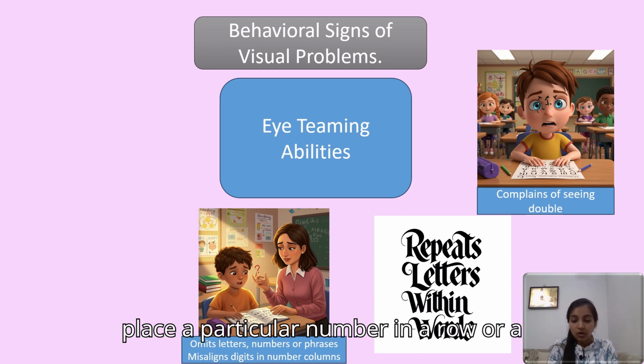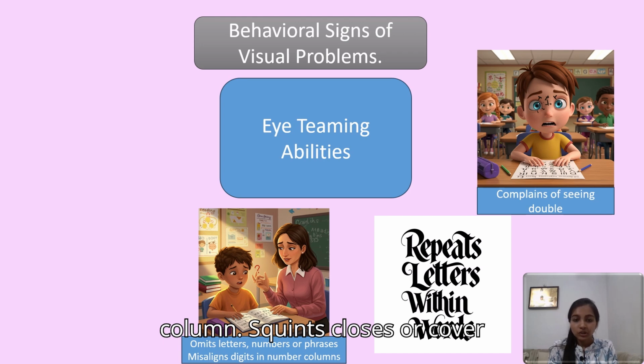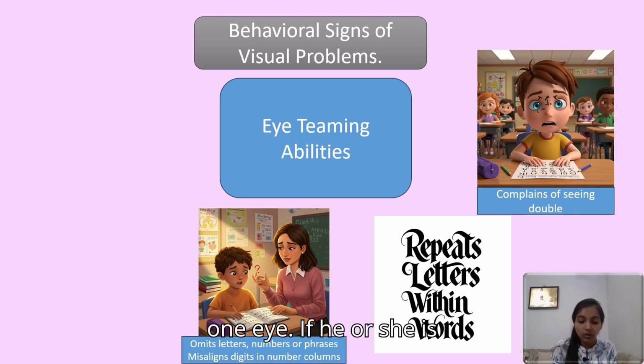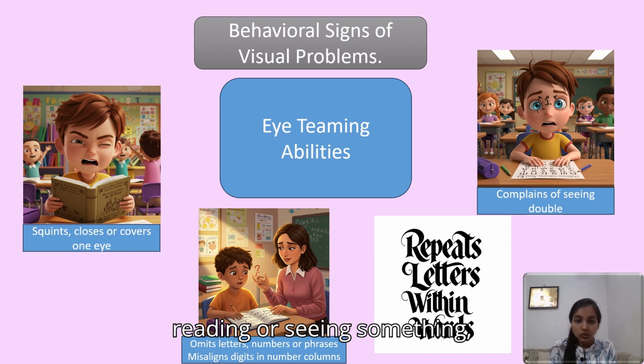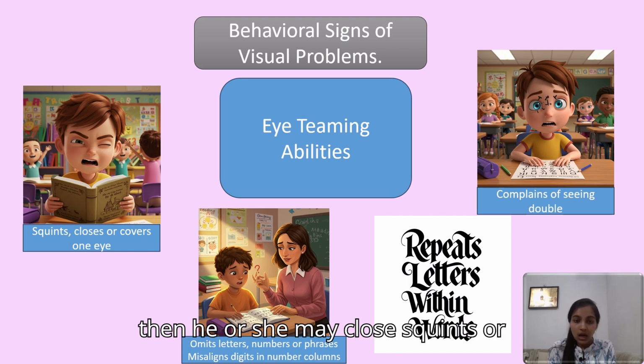Misaligned digits in number column, which means he or she may find it difficult to place a particular number in a row or a column. Squints, closes or covers one eye.